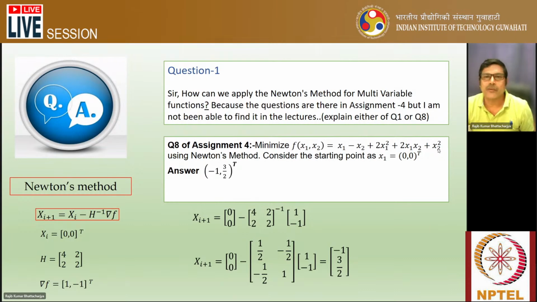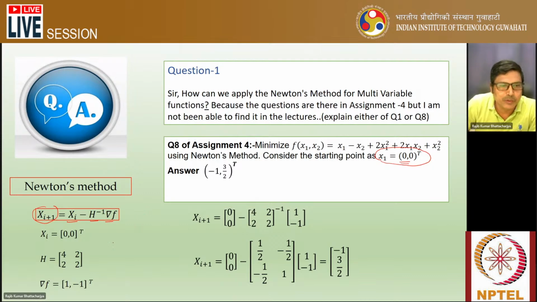This is a quadratic function, and here the initial solution is given. That means you have to start your iteration from this particular initial solution, that is x1 equal to 0 0. That is the starting point, and we have to apply Newton's method. If you recall, Newton's method can be written as xi plus 1 equal to xi minus the inverse of the Hessian matrix into del f.